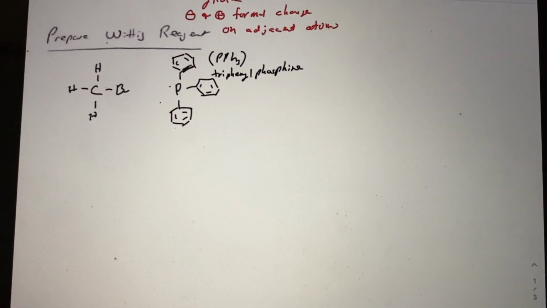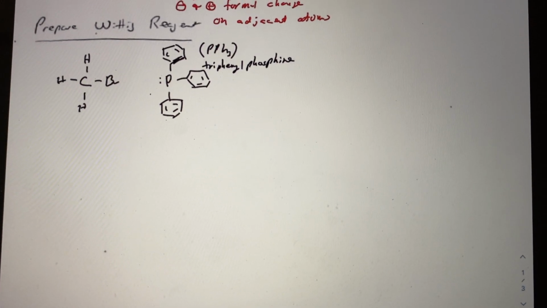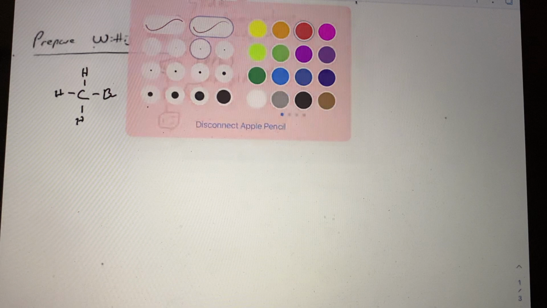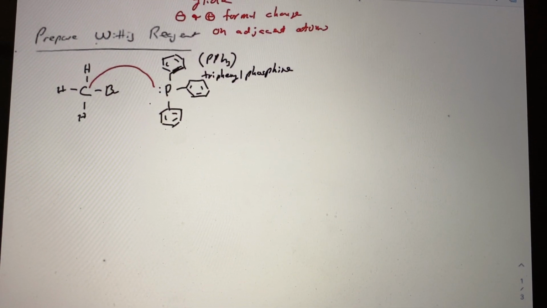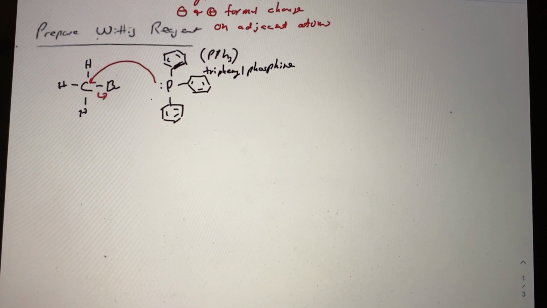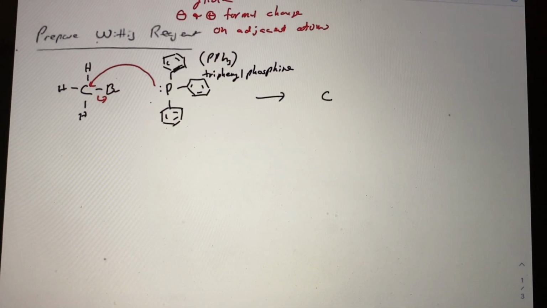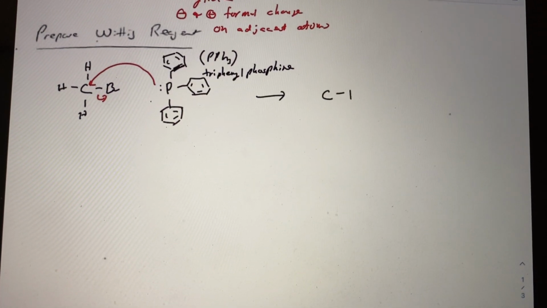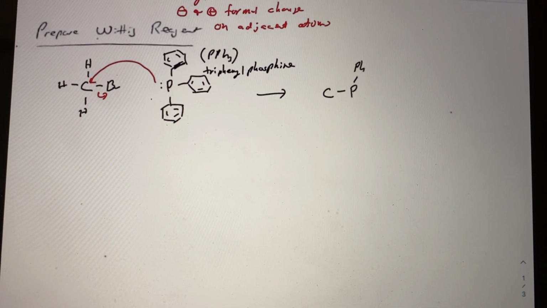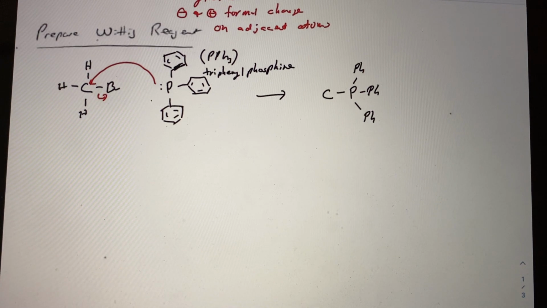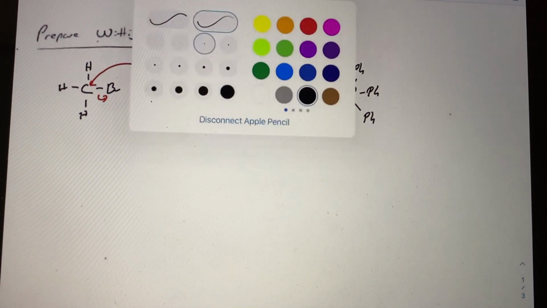This has a lone pair of electrons on the phosphorus, so the phosphorus is actually a nucleophile with that lone pair. What it can do is attack and kick out the bromide to form a species that looks like this. Let's just collapse these phenyl groups down to Ph to make this look a little bit better.